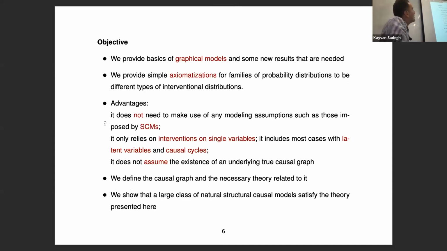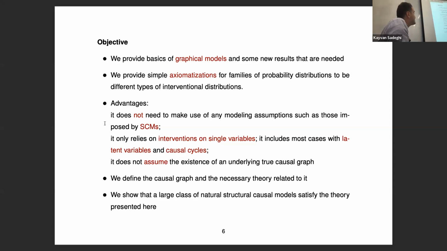Okay. So what's the objective of the talk? So we want to provide some basics of graphical models and basically some new results that we need. But then more importantly, we provide some axiomatizations of families of probability distributions to be different types of interventional distributions. So you'll see those axiomatizations and what I mean by them.